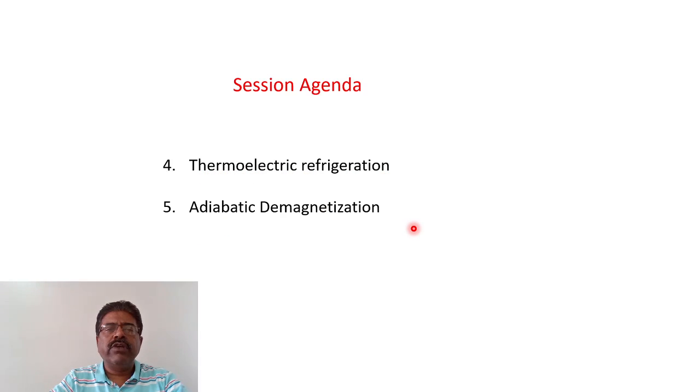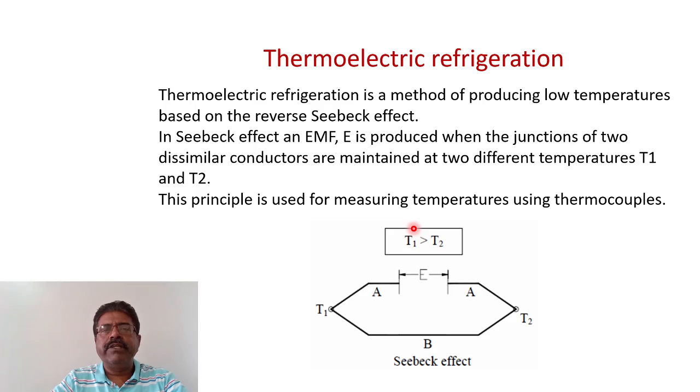So, let us start with thermoelectric refrigeration. As the word indicates, thermo means related to temperature or thermal energy, and electric means something related to generation of EMF. So thermoelectric refrigeration is a method of producing low temperature which is based on the Seebeck effect. The Seebeck effect is a very important effect which you might have studied in instrumentation courses.